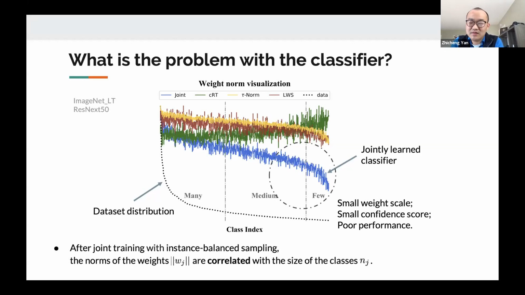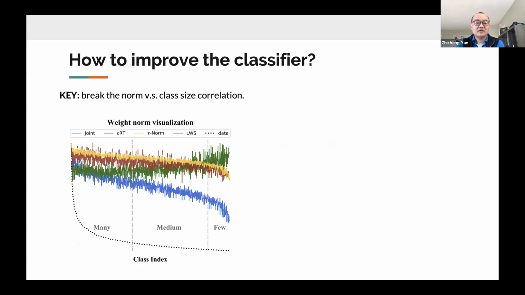Those tail classes will have pretty small weights in the classifier, so consequently, it will give very small confidence scores. And eventually, the final classification will have pretty poor performance on those tail classes. So how can we solve it? Our basic idea is straightforward. We want to break such correlation between the weight norm and the class size. We want to have more evenly distributed weight norms across different classes.